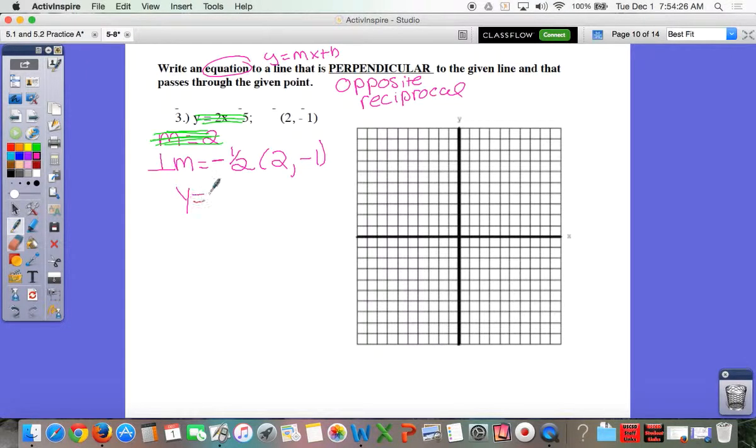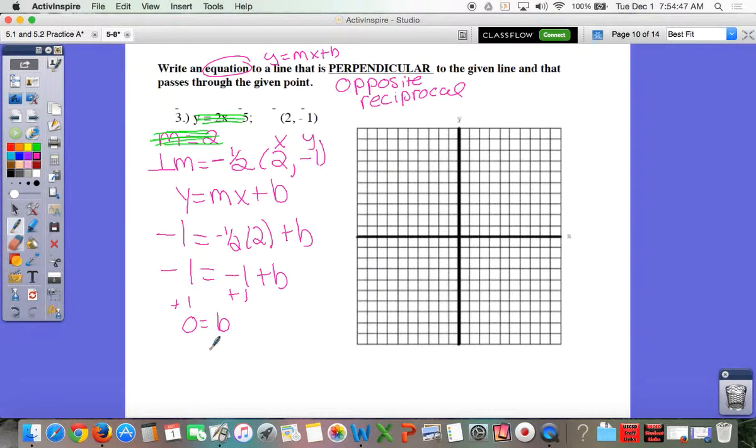So again, y equals mx plus b. So you have x, y, and an m. We need to solve for b. Negative 1 equals m, which is negative 1/2, times x, which is 2, plus b. So you get negative 1 equals negative 1 plus b. Add 1, 0 equals b. For a final equation using your slope and your y-intercept, you get y equals negative 1/2 x. Instead of writing plus 0, just leave it as is. And again, you can check it by graphing.